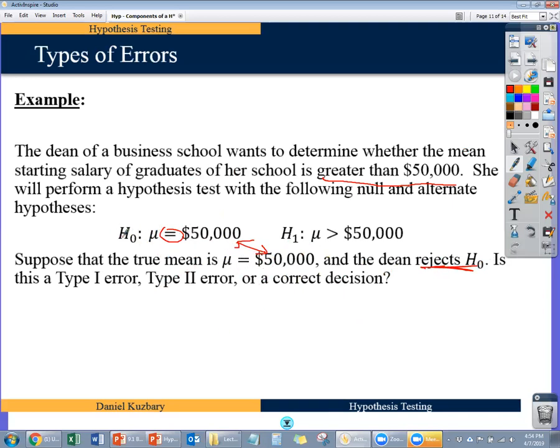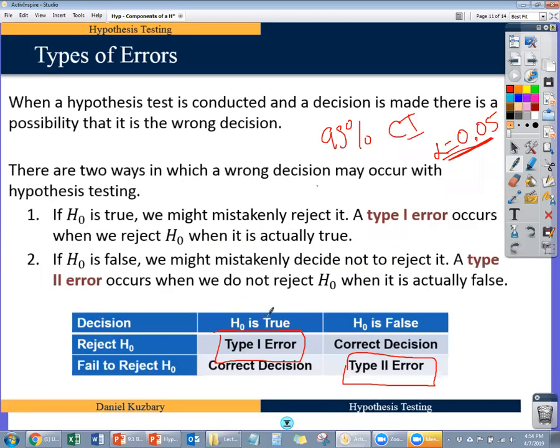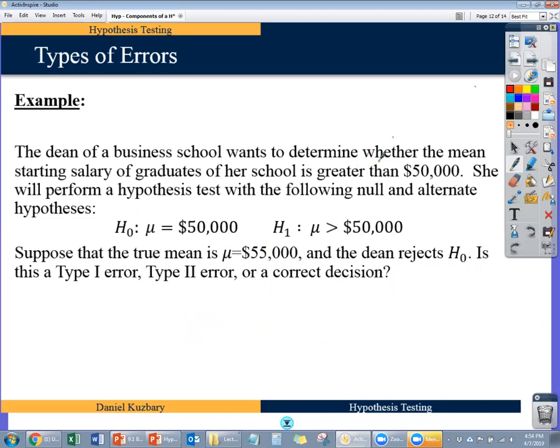Well, the null hypothesis is true because the mean is actually 50, but the dean rejects the null hypothesis. This is a type 1 error. You can look back at that chart and see what I mean. So H naught is actually true. The mean really is 50,000, but the dean's rejecting it, so you got a type 1 error. The dean's wrong.